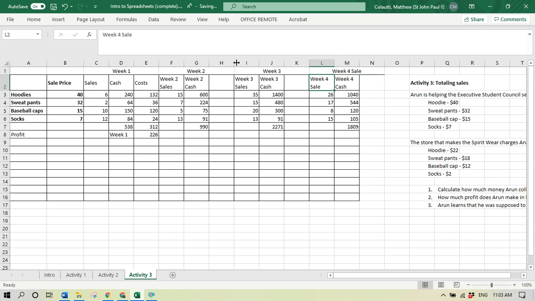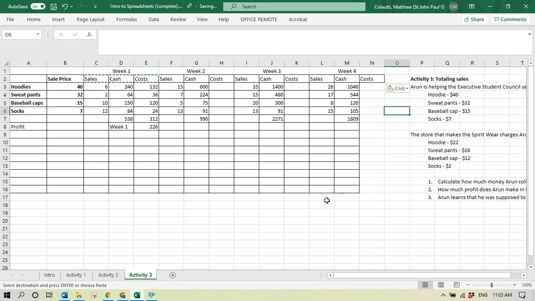It's hard to read a spreadsheet, so I try to make it a bit more organized. These are my sales. There we go. Does that look a little bit better? I hope so.